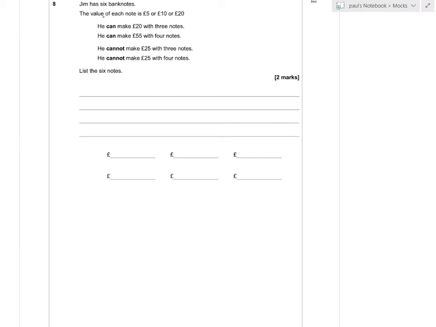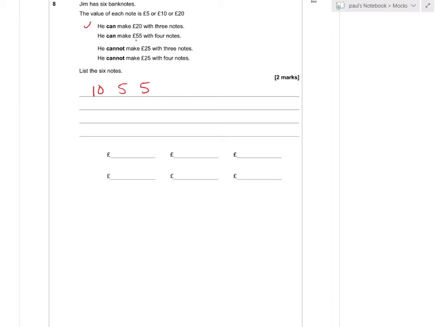Jim has 6 banknotes. The value of each note is 5, 10, or 20. He can make £20 with 3 notes. He can make £50 with 4 notes. He cannot make £25 with 3 notes. He cannot make £20. List all the 6 notes. So he can make £20 with 3 notes. So that's either going to be a 10, a 5, and a 5. Yeah, that's got to be. There's no other way of doing that.